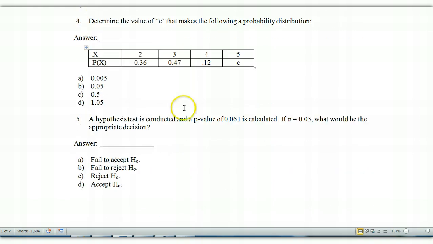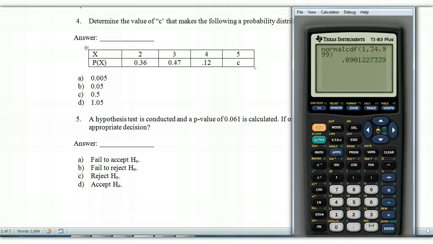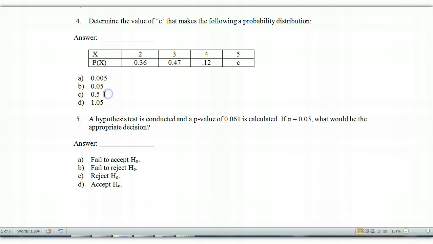Alright, determine the value of C that makes the following a probability distribution. Remember, for any distribution of possible values of a variable to be considered a probability distribution, these probabilities have to add to 1. So to find out what C would need to be to get it to add to 1, we just subtract the other values. So 1 minus 0.36 minus 0.47 minus 0.12 gives us 0.05, which is C.